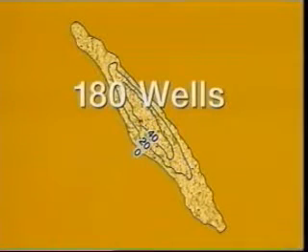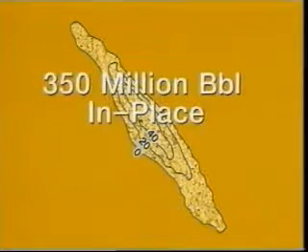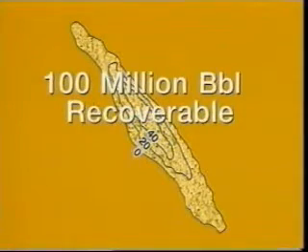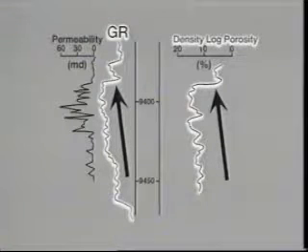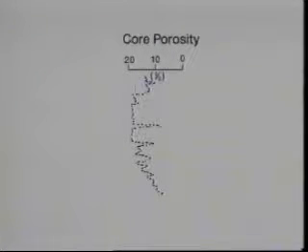The Hartsog Draw Field currently has over 180 wells, producing from depths of about 9,500 feet. Initial estimates of oil in place were as high as 350 million barrels, with about 100 million barrels being recoverable. The upward increase in grain size and sorting of the Shannon Sandstone at Hartsog Draw is reflected on all logs, but is particularly evident on the core measured porosity profile.